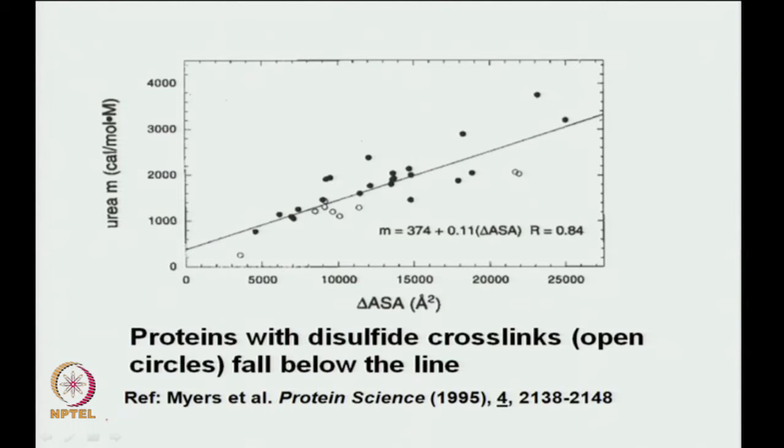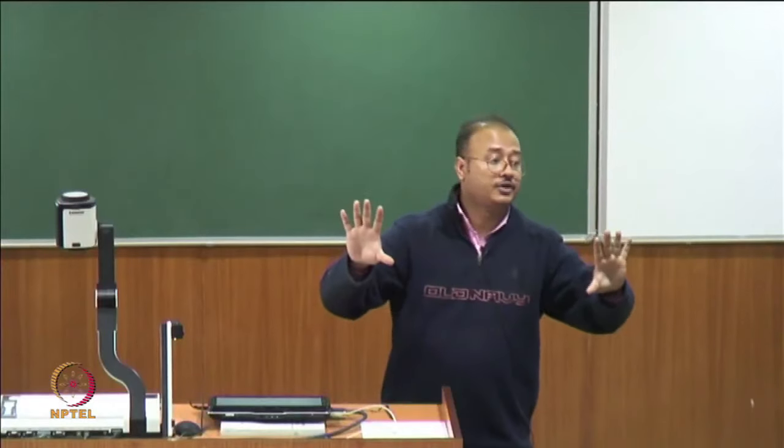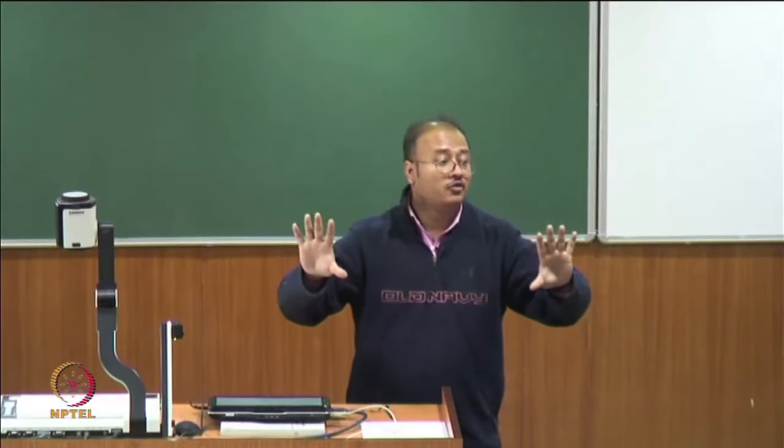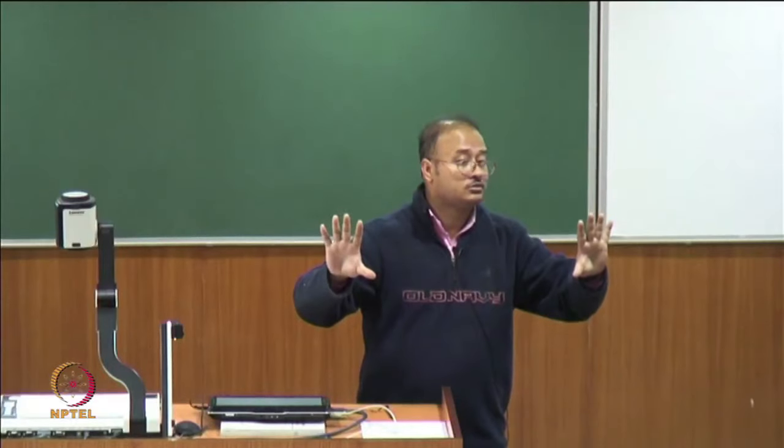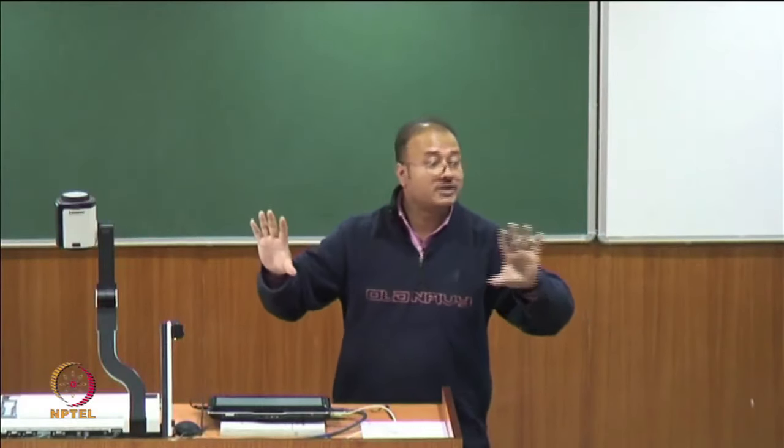Now, why do you have these scatters? One is proteins with disulfide links or disulfide cross links, I mean, they are the open circles. So, these are the ones with disulfide links. Now, is not it obvious, if you have a protein which has no disulfide bond, if you have a protein which has a disulfide bond, which one would be exposed more? The no disulfide bond, very simple.